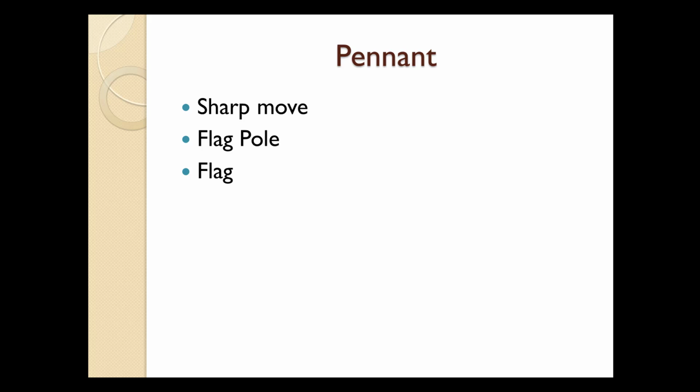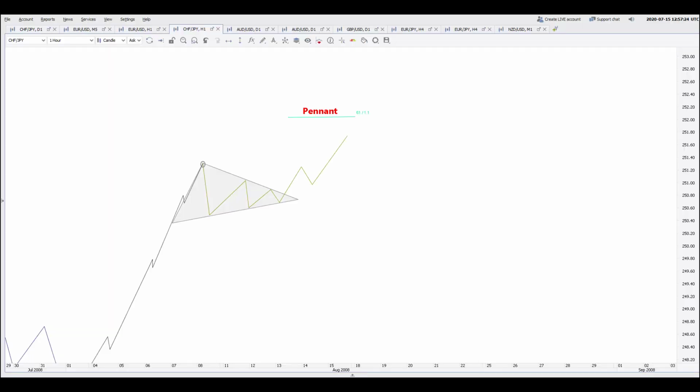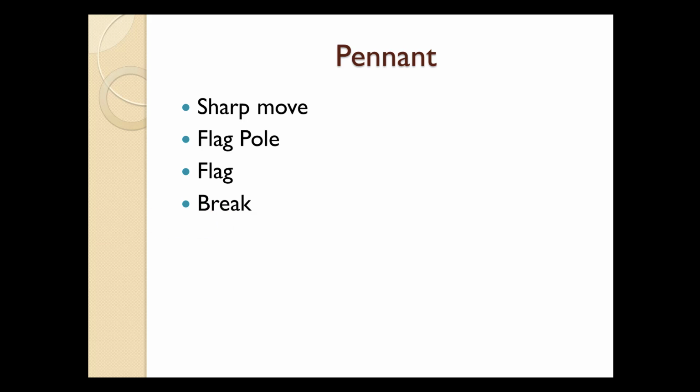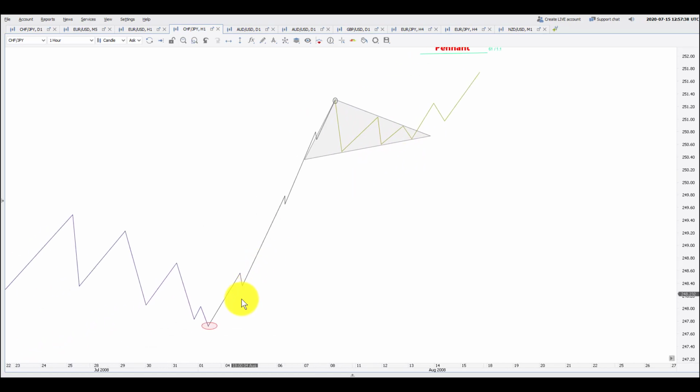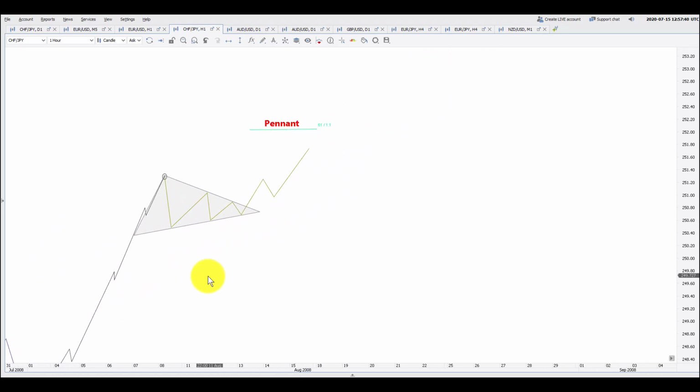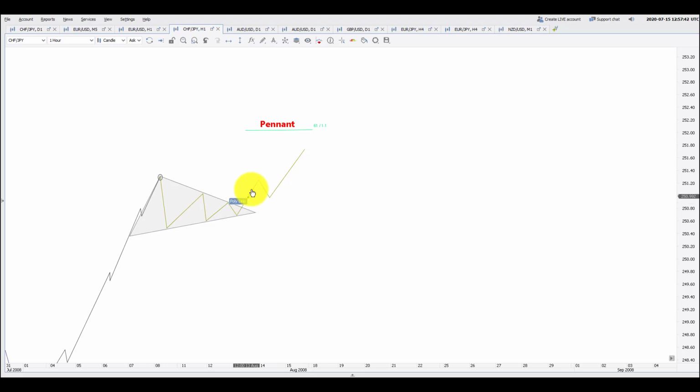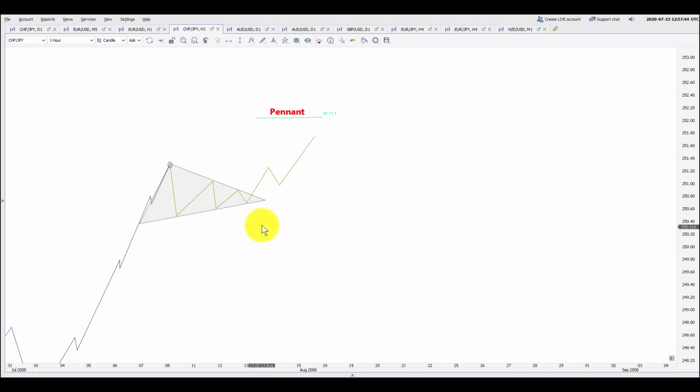That small flag around that place, this small triangular flag, is called a pennant. After that you need a break. In this case we need the break only in the direction of the trend. If the sharp move was in the upward direction, then this move should also be in the upward direction. That breakout should be in the upward direction.